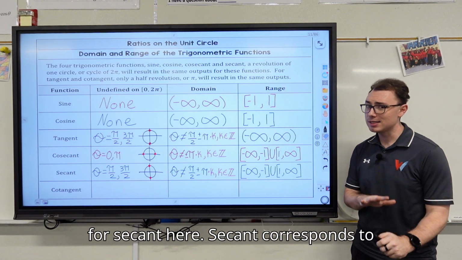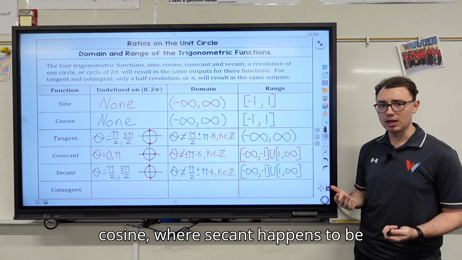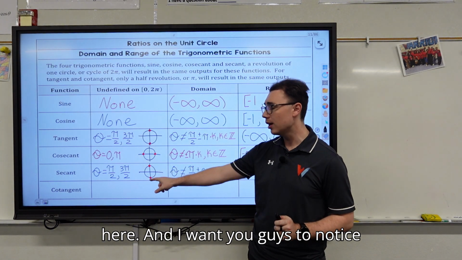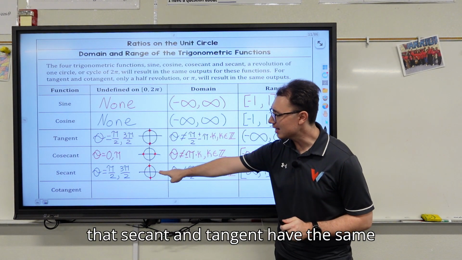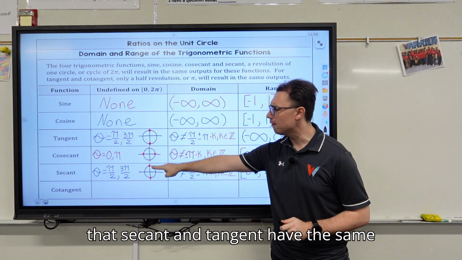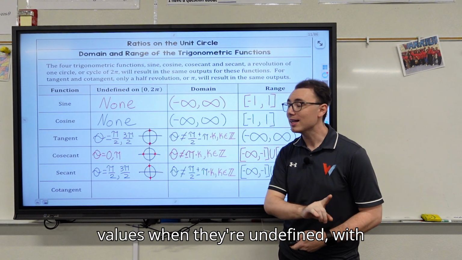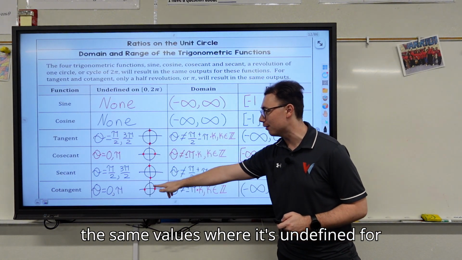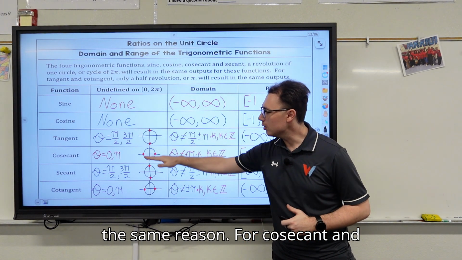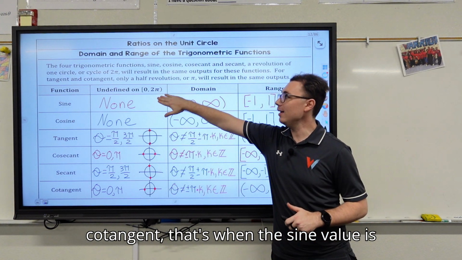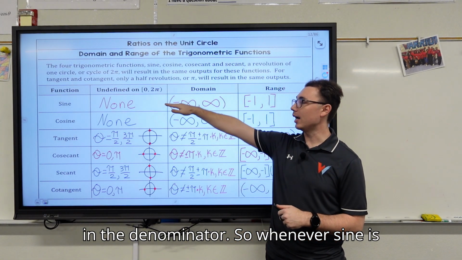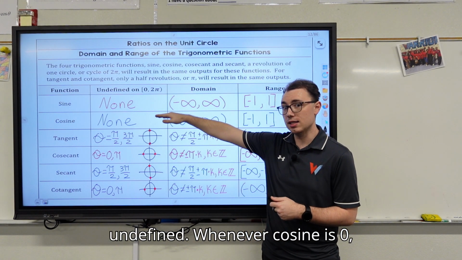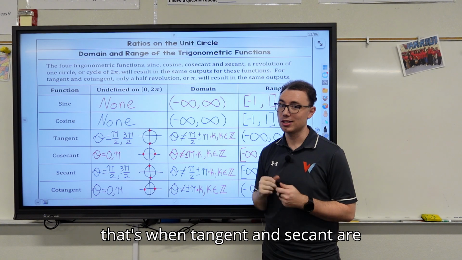Same kind of idea for secant here. Secant corresponds to cosine, where secant happens to be undefined whenever cosine is equal to 0. I want you guys to notice that secant and tangent have the same values where they're undefined, with cosecant and cotangent also having the same values where they're undefined for the same reason. For cosecant and cotangent, that's when the sine value is in the denominator. So whenever sine is 0, cosecant and cotangent will be undefined. Whenever cosine is 0, that's when tangent and secant are undefined.